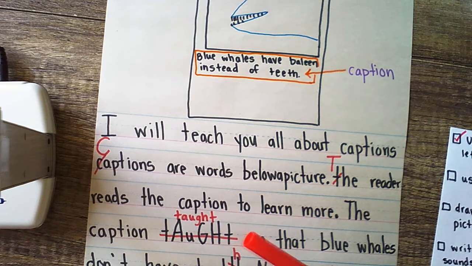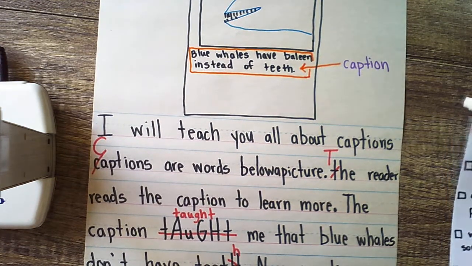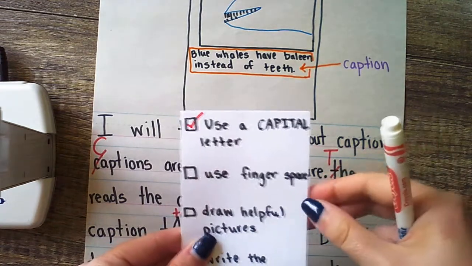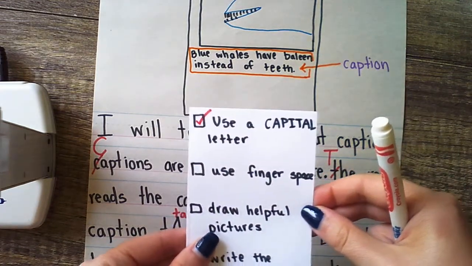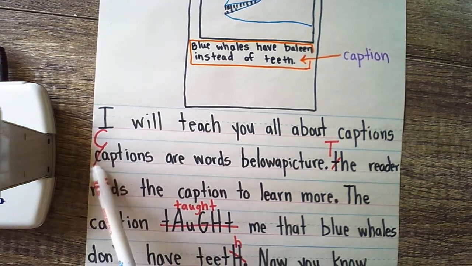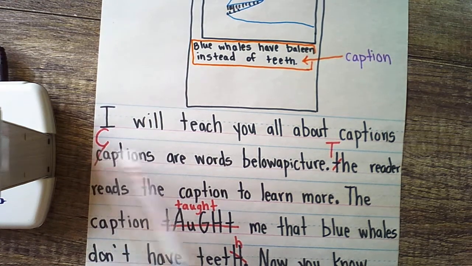And you'll notice that I used a red marker, but you guys can use an eraser or just cross out anything that was not correct. So the first thing on my checklist is to make sure that I use a capital or uppercase letter at the beginning of my sentence and only in the beginning of my sentences, okay? So you'll notice that I went through, I had accidentally used a lowercase letter at the beginning of this sentence. I crossed it out and made it uppercase.